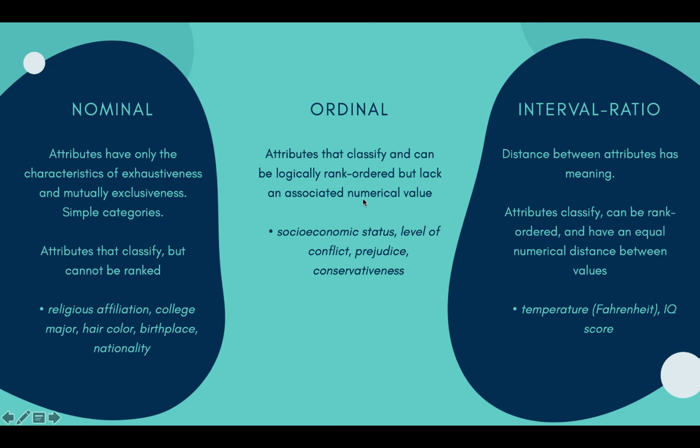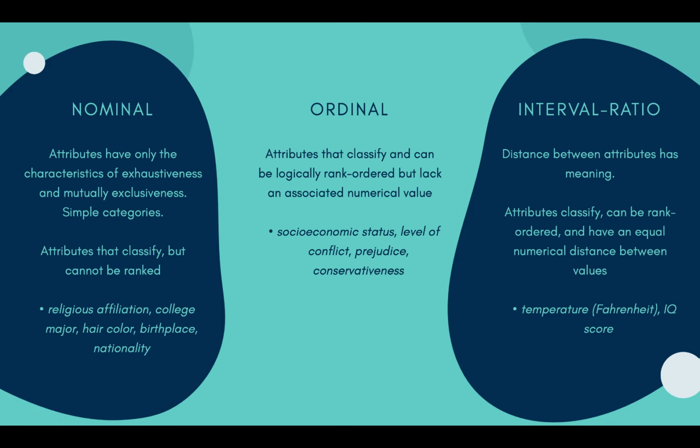Next, we have ordinal variables. Ordinal variables are those that classify but can be logically rank ordered, right? Ordinal, ordered, right? So nominal, all you can do is say, I belong to this category or the other one. One's not better than the other. Ordinal variables can be rank ordered. So something like socioeconomic status, right? You can be upper class, you can be middle class, you can be lower class.